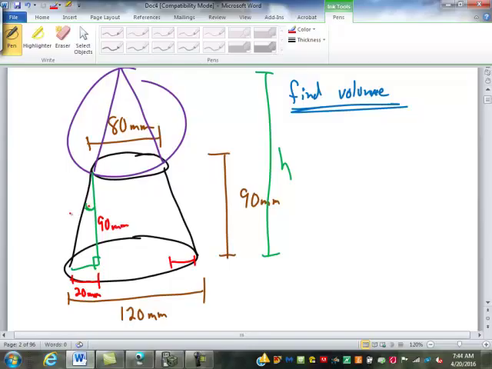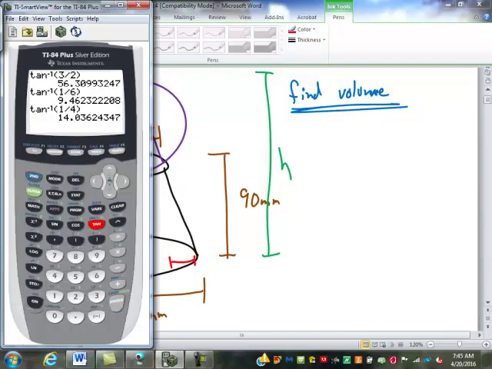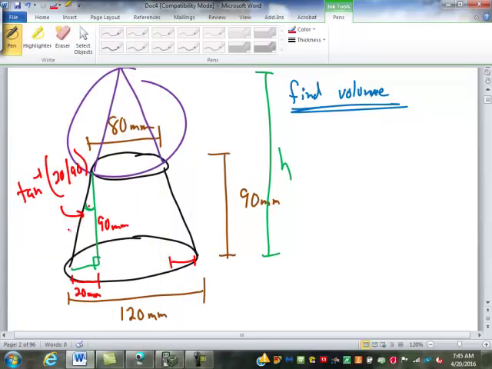So this angle here is the inverse tangent of what over what? 20 over 90, opposite over adjacent. Inverse tangent of 20 over 90 is 12.53 degrees. Does that make sense so far?